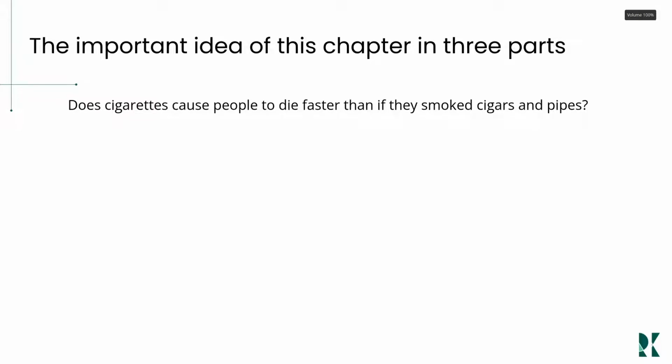So actually, I found this to be quite an interesting question, right? It wasn't do cigarettes cause people to die faster at a faster rate than people that do not smoke at all, but do people who smoke cigarettes die at a faster rate than cigars and pipes? I didn't pick this example. This is the example that came from the book.